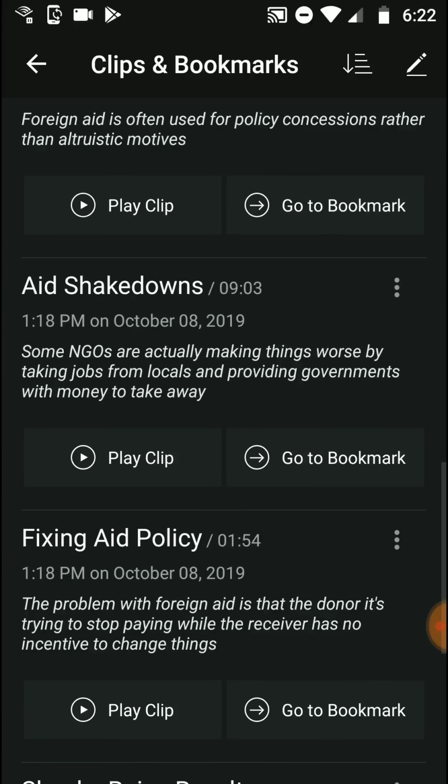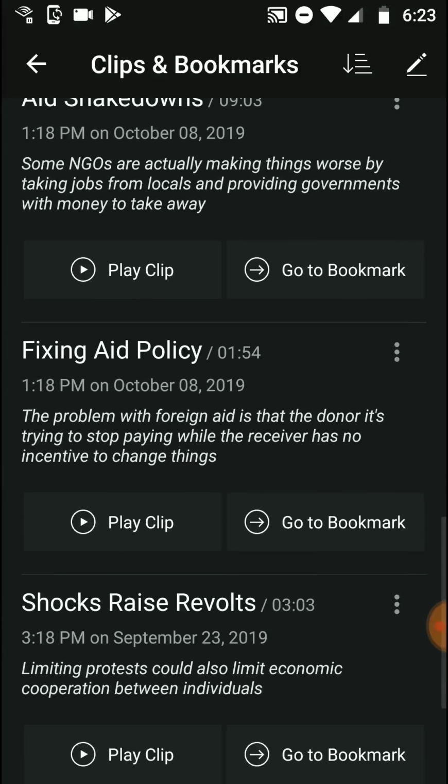Good point. Some NGOs are actually making things worse by taking jobs from locals and providing governments with money to take away. That's the counterproductive consequence of NGOs. They usually bring their own people, so they take jobs from locals, and they also give the government money, and oftentimes the government uses that money for whatever it wants, not for the intended idea. I can't find the right word.